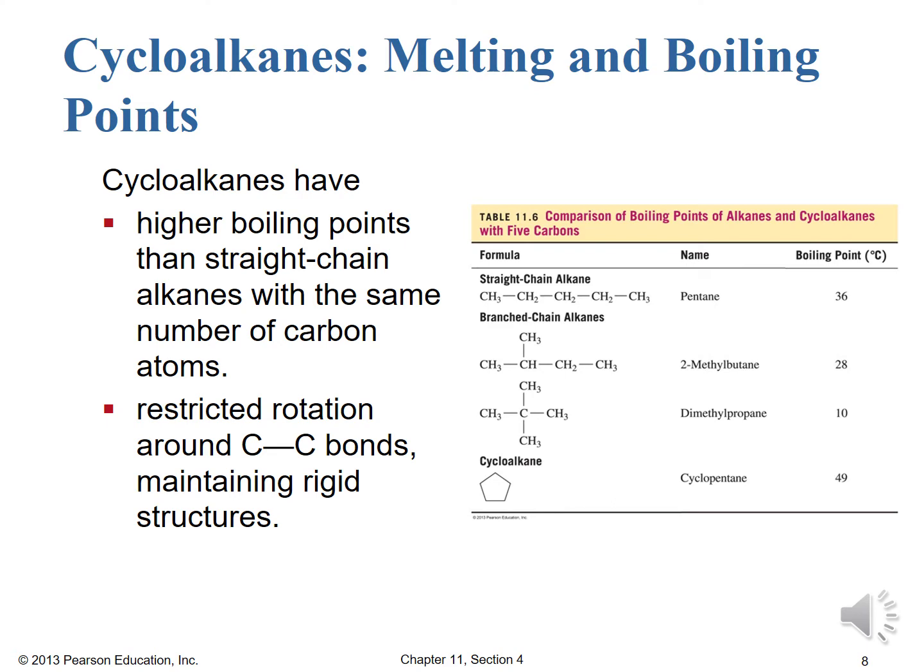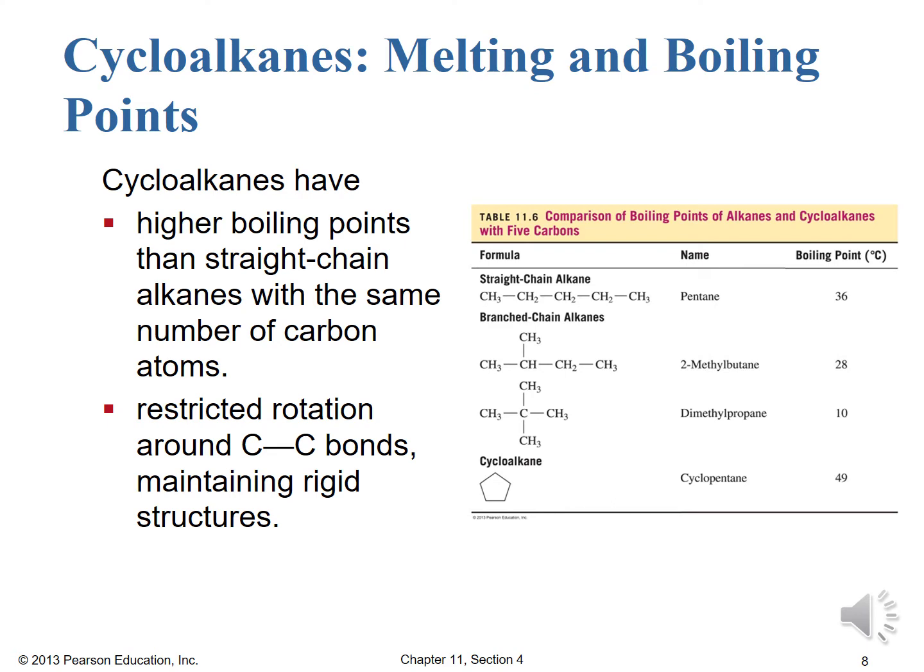Their melting and boiling points are actually higher than the straight chain alkanes, and certainly then higher than the branched chain alkanes, as we saw before. And that has to do with that restricted rotation. Because you're in a rigid ring, you can't have free rotation around every carbon-carbon bond, which means you can really pack in tightly and maximize those London or dispersion forces.